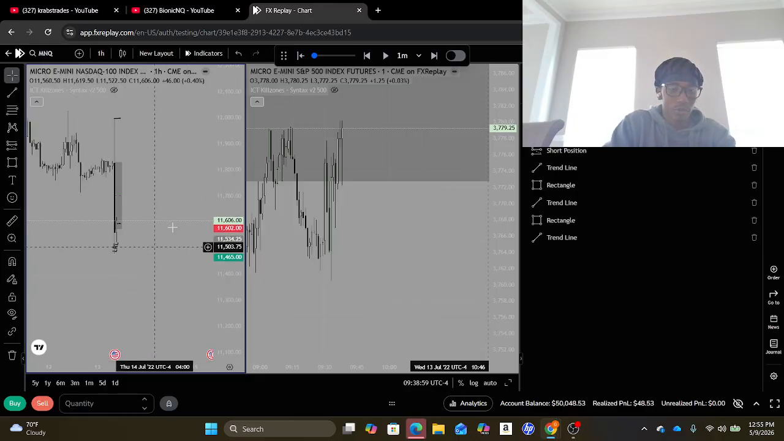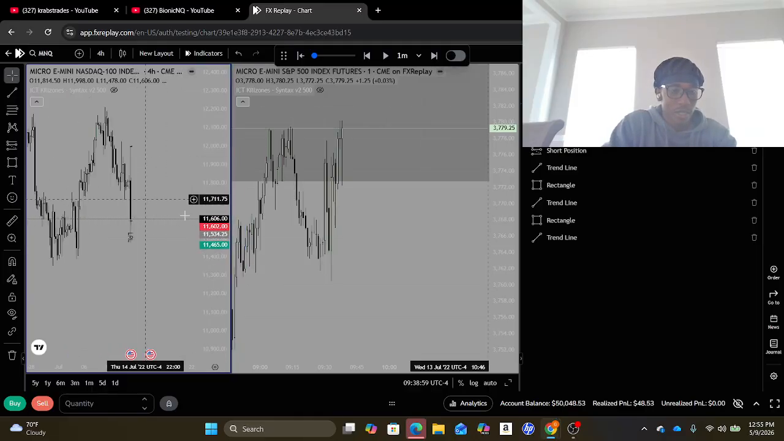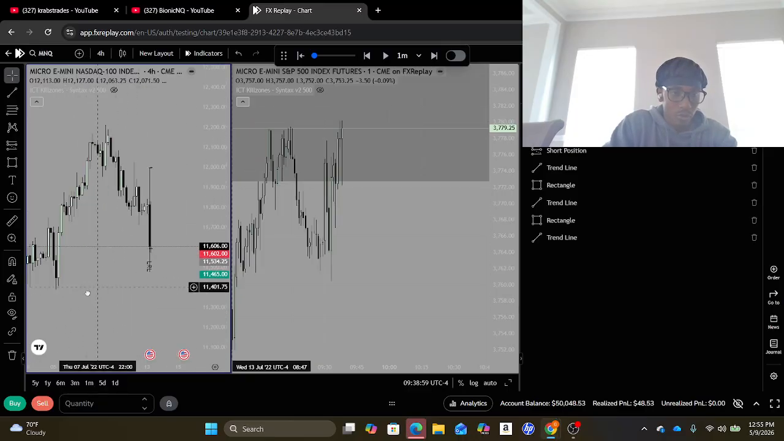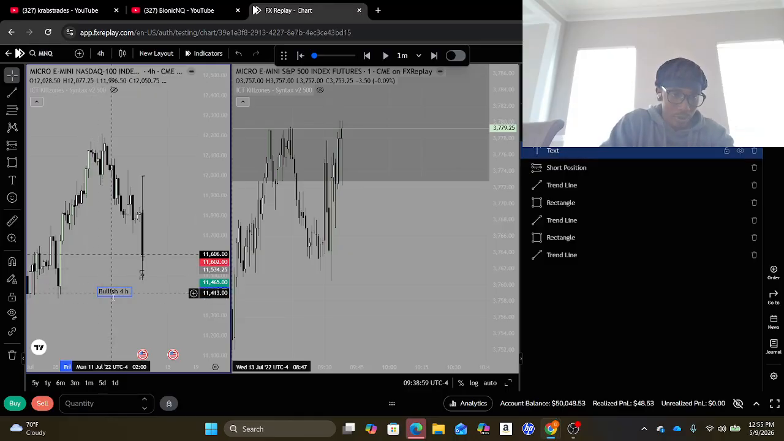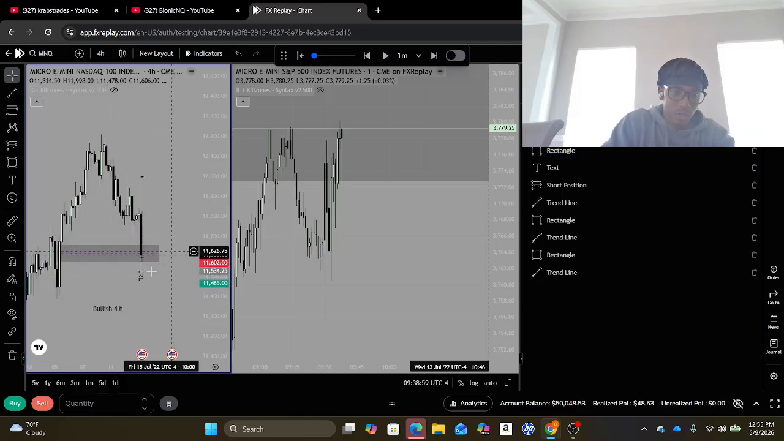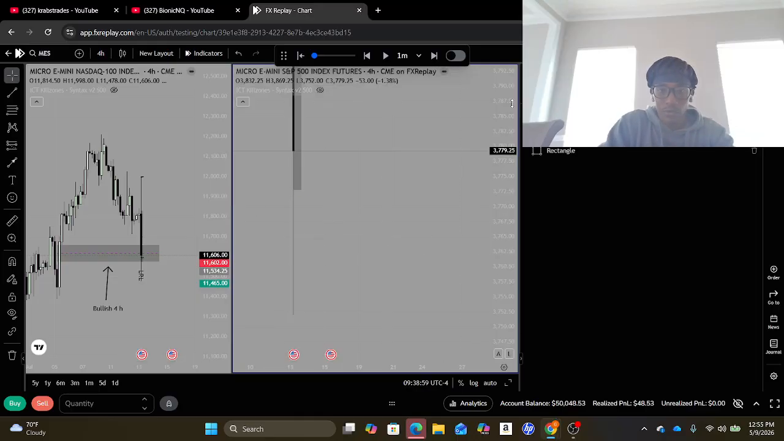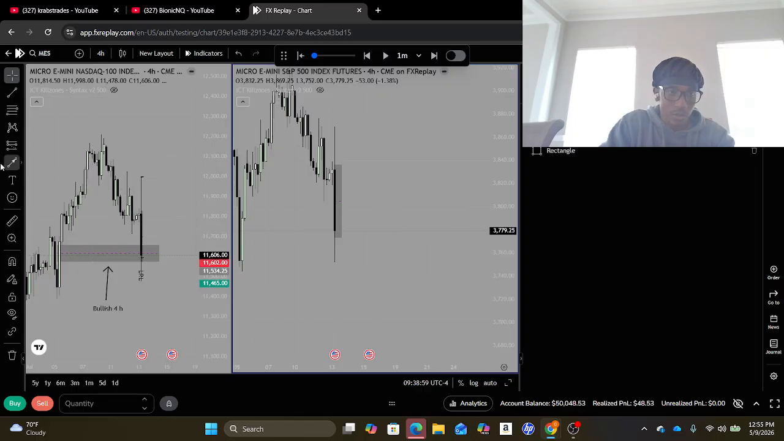This is how I journal. This is actually the first trade I've taken, and this is kind of how I journal. So I can say, boom, bullish 4-hour, and I'm going to mark that out. Look at the 4-hour time frame. Yeah, ES is also in this bullish 4-hour.